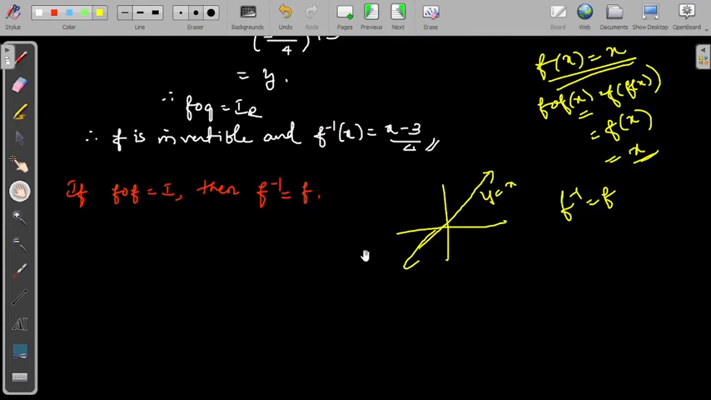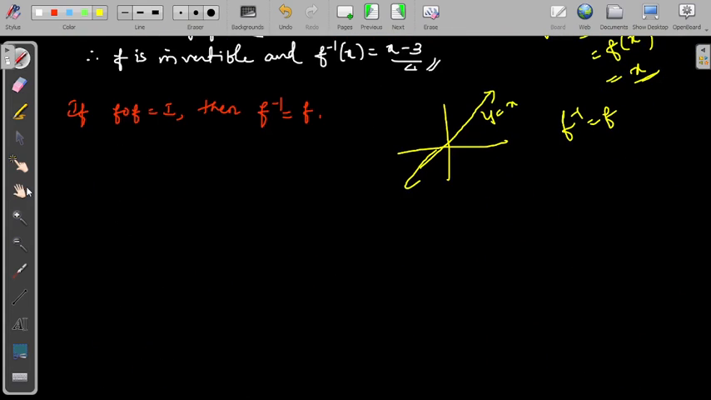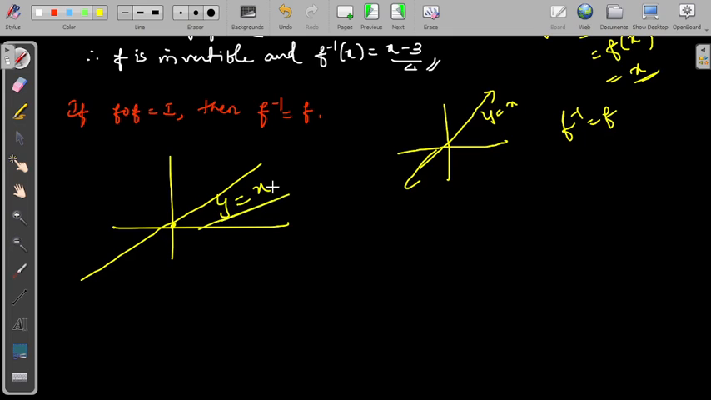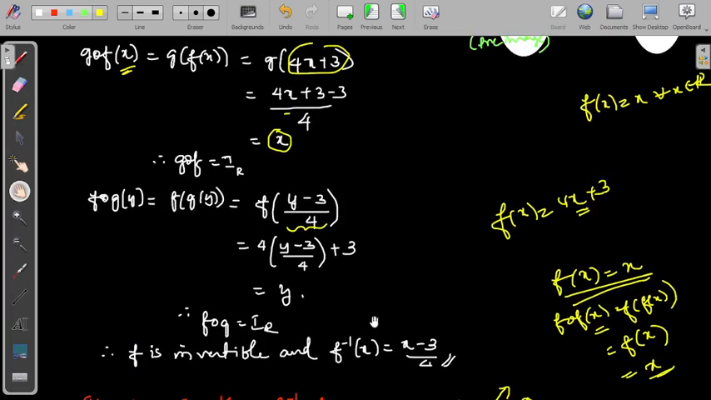So if you have any graph of any function like this, and suppose you get any function below this, it should be the mirror image, then that graph is called its inverse with respect to the line y equal to x. So it should be a mirror image. The graph should be a mirror image of the given function with respect to the line y equal to x. So this is all about invertible functions.